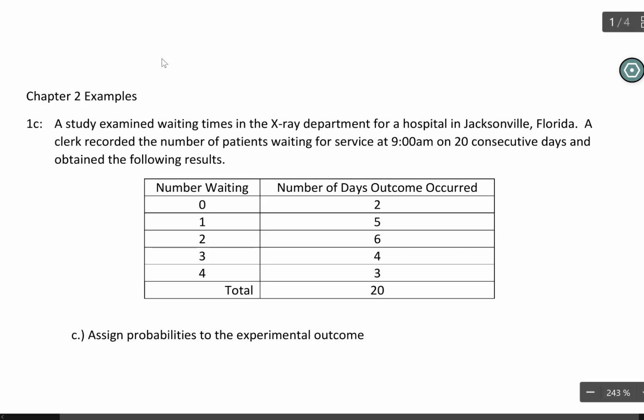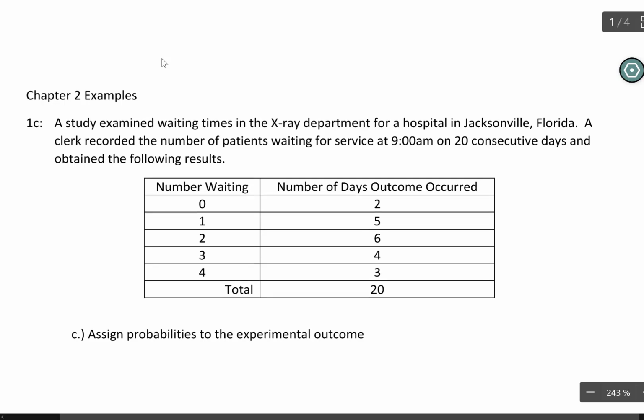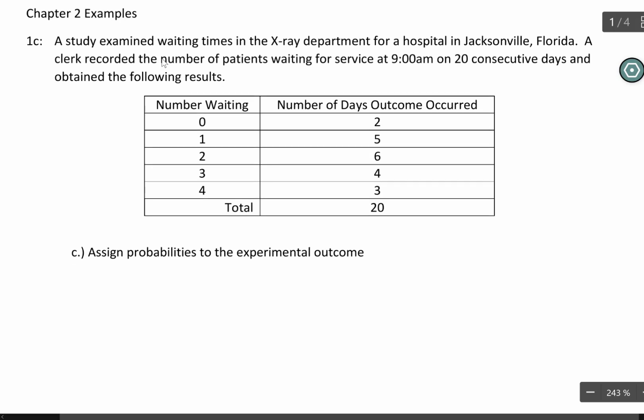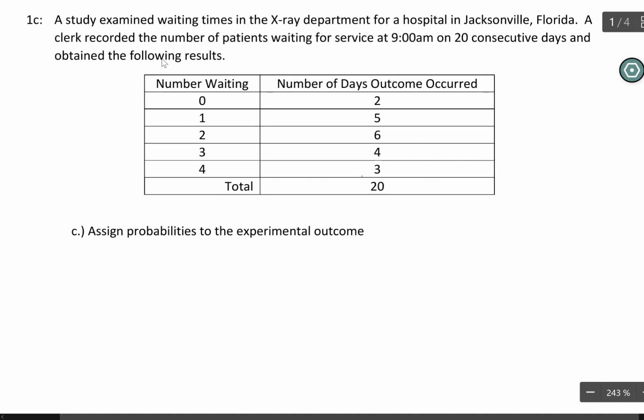So we have the number of people waiting and the number of days out of 20 that happened. We want to assign probabilities to the experimental outcome. So we want to know, of these 20 days, how likely was it that 0 people were waiting, 1 person was waiting, 2, 3, and 4. We need to know the total number of days, which we do, 20, that's already added up for us, and then we need to look at the number of times it occurred.